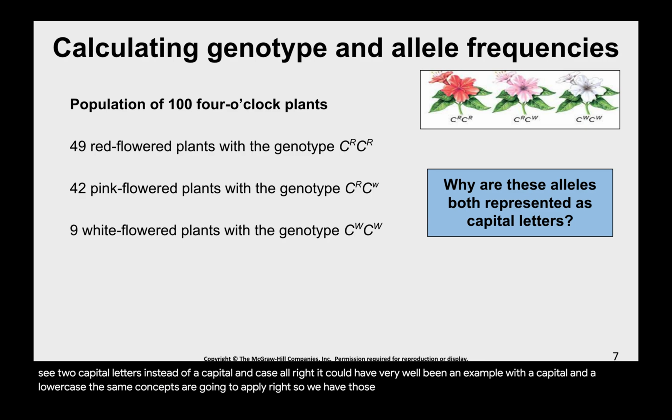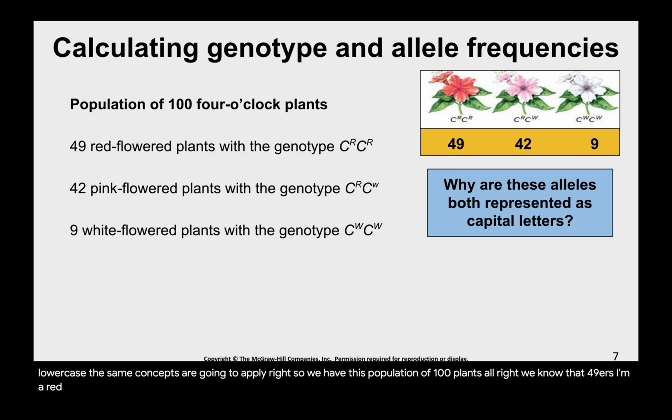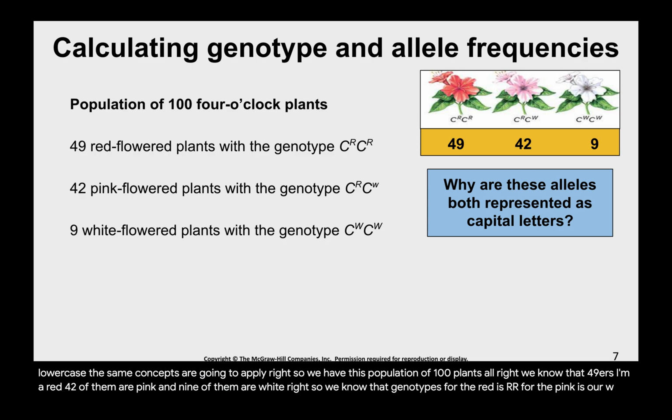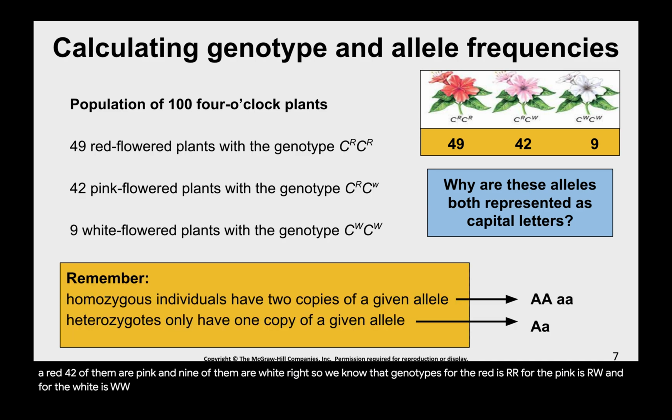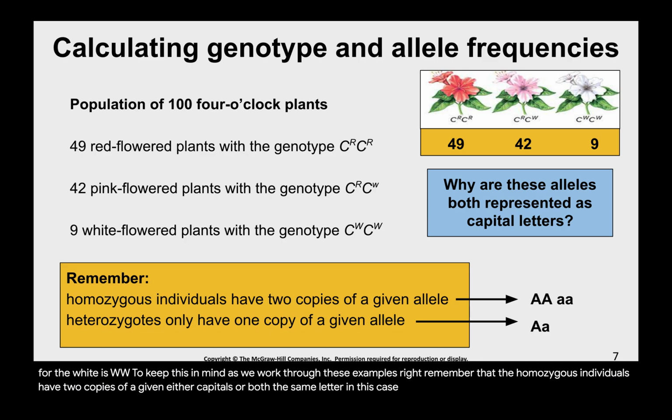So we have this population of 100 plants. We know that 49 of them are red, 42 are pink, and 9 are white. So we know the genotype for the red is RR, for the pink is RW, and for the white is WW. I want you to keep this in mind as we work through these examples. Remember that the homozygous individuals have two copies of a given allele, so either both capitals or both the same letter in this case, and heterozygous individuals have one copy of each allele.